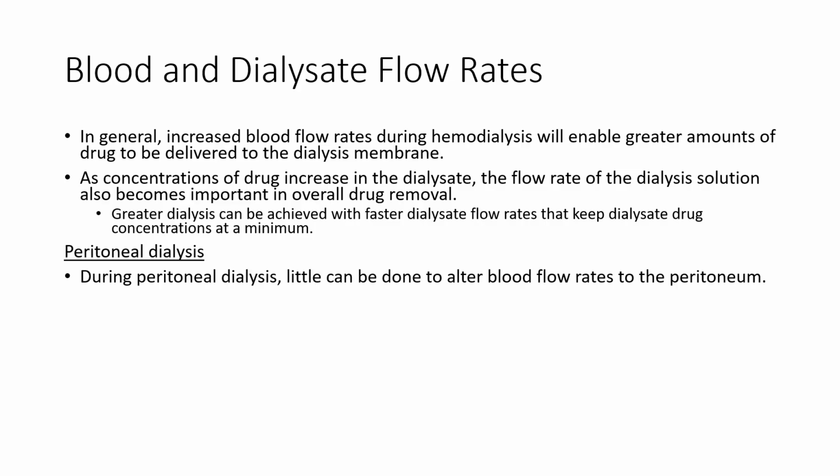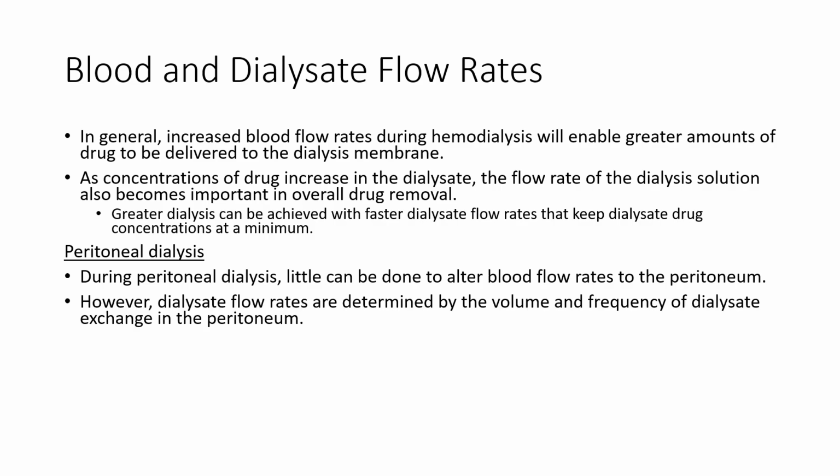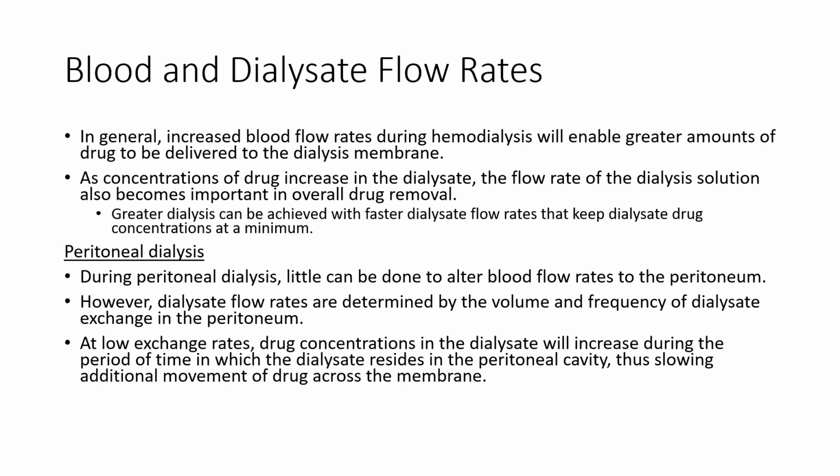In peritoneal dialysis, there's not a lot we can do to alter the blood flow rates of the peritoneum. However, you can affect dialysate flow rates by, say, the volume and frequency of dialysis exchanges. So if you use a larger fill volume and you do more frequent exchanges in general, you can remove more drug with the peritoneal dialysis procedure. Or similarly, if you use really low fill volumes and infrequent exchanges, then you'll remove drugs at a slower rate.